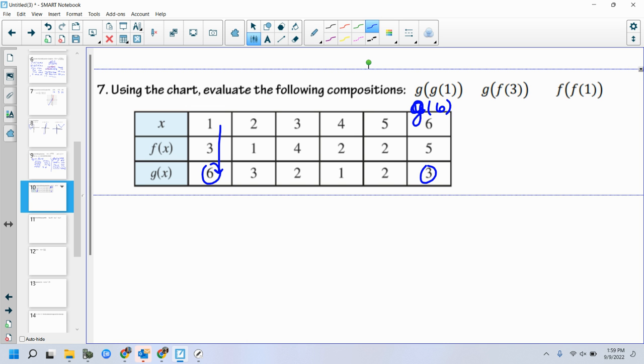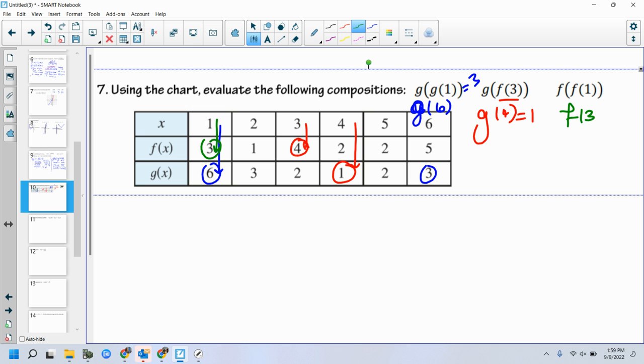So this all said and done is 3. Let's put the next one in red here. g of f of 3. So I want to evaluate f of 3 first. So f of 3 here is 4. So I want to find g of 4. That's what it's going to evaluate with. So g of 4 is 1. And then I want to find f of 1. So f of 1 is 3.